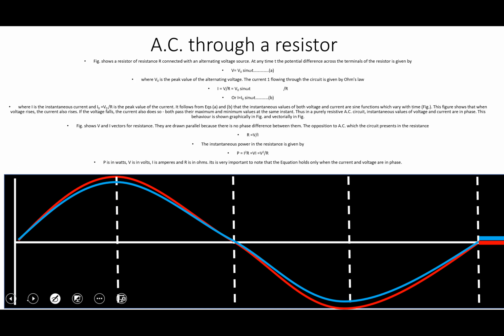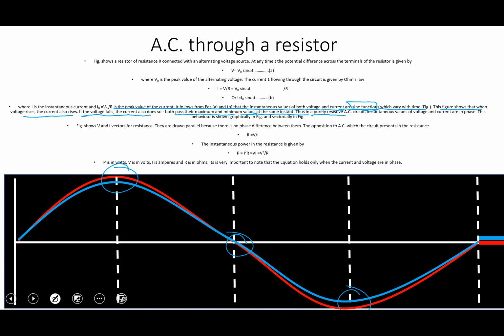Where i is the instantaneous current and I = V0/R is the peak value current. It follows from equations A and B that the instantaneous voltage and current are both sine functions. That means they both follow the sine function, which varies with time as shown in the figure. This figure shows that when voltage rises, the current also rises. When the voltage falls, the current also falls. Both pass their maximum and minimum values at the same instant, as we can see over here: maximum, minimum, and maximum on the other side.